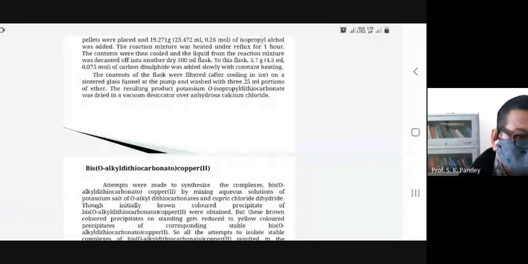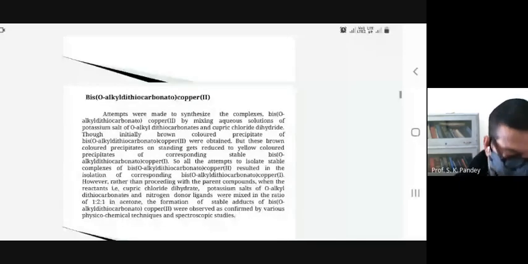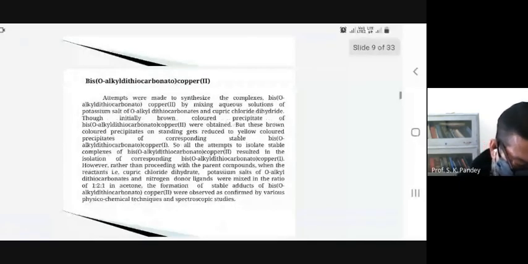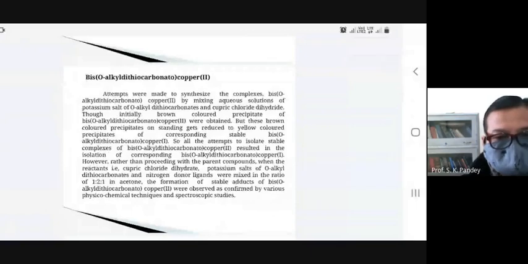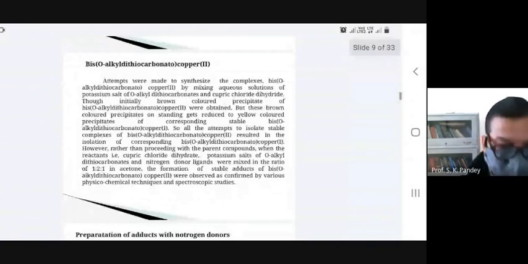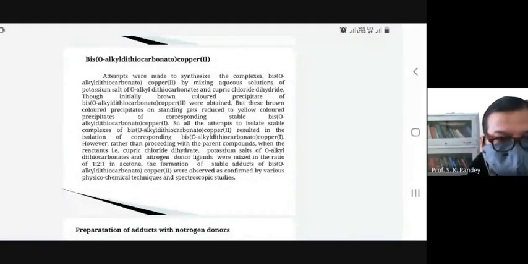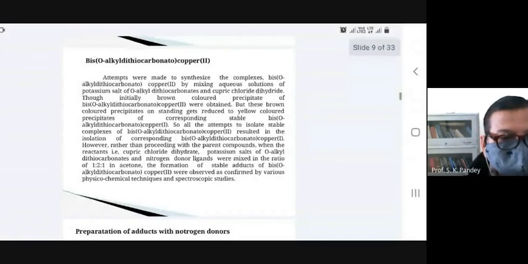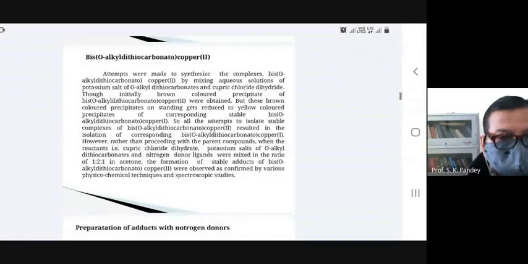In the second step, attempts were made to synthesize the complexes of this alkyl dithiocarbonate of copper(II) by mixing the aqueous solution of the potassium salt of alkyl dithiocarbonate with cupric chloride. Though initially brown color precipitates of the bis O-alkyl dithiocarbonato copper(II) were obtained, these brown precipitates on standing get reduced to a yellow color precipitate, which corresponds to the stable bis O-alkyl dithiocarbonato copper(I).